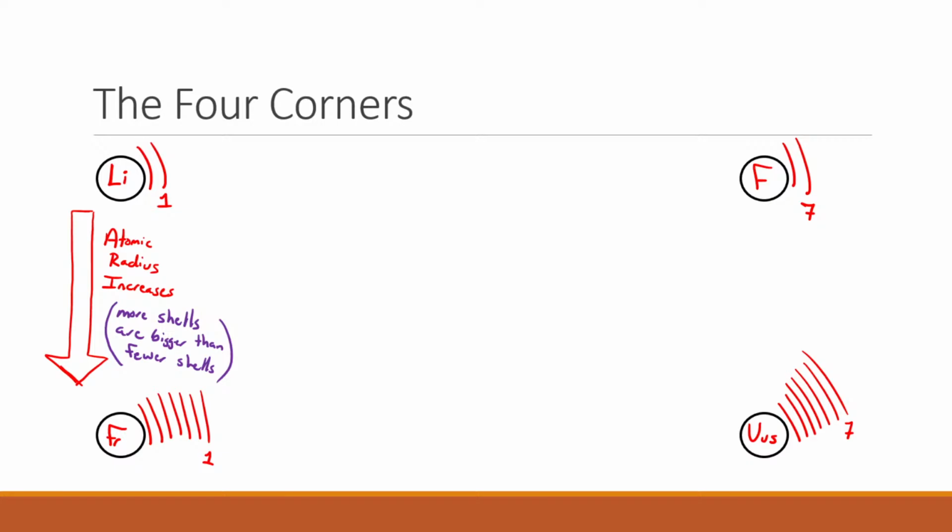But when we look at francium and ununseptium, we're looking at two things that have 7 shells. How would we know which one of those two things is bigger than the other? When we look at lithium and fluorine, we're looking at two things that have 2 shells. How would we know which one of those is bigger than the other?